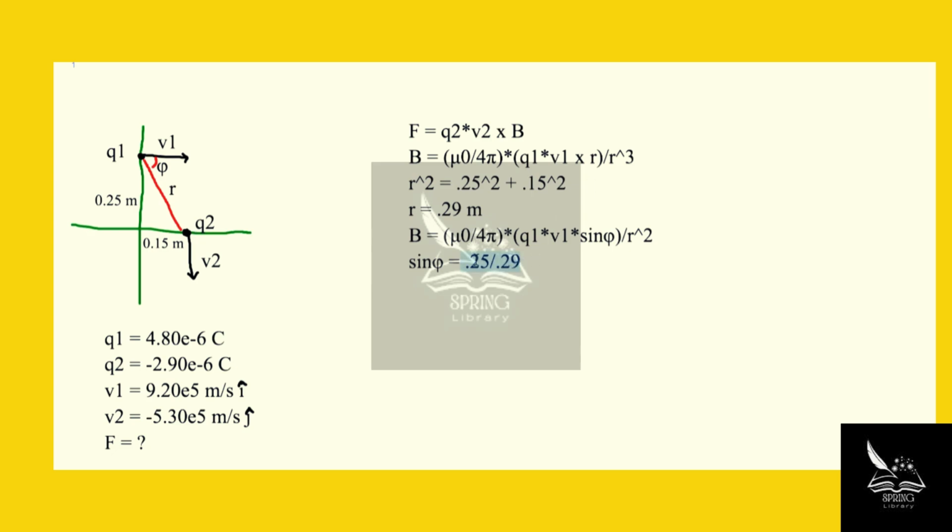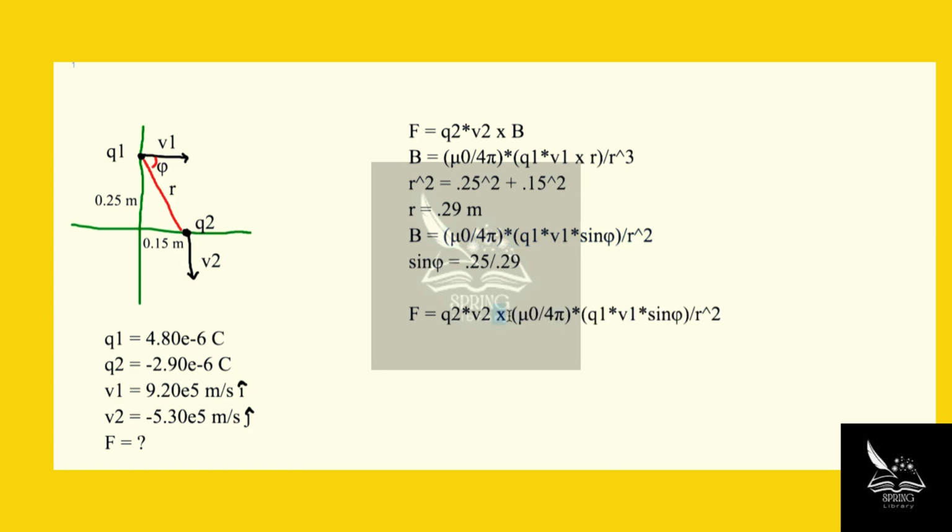So we don't even necessarily need to calculate this out. We'll just be able to plug this in right away here. We know that this will be our value of sine of phi. So finally, when we come here to plug this all in, we're going to have the force is equal to Q2 V2 cross B. So I'm just going to plug this whole thing in right here for B.